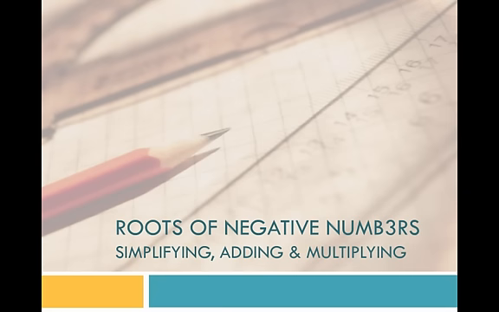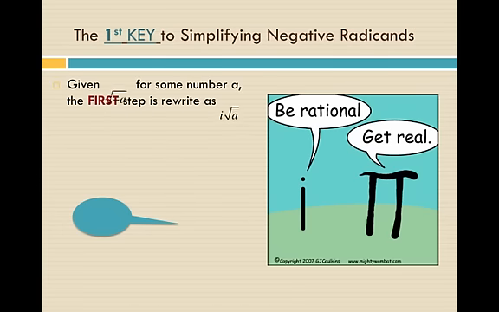All right, let's talk a little bit about roots of negative numbers. Probably it's been a while since some of you have seen negative radicands, so let's talk about how we're going to go about simplifying them. I hope you're all following along with me here when I read this part. The first key to simplifying negative radicands is to, quote-unquote, pull out an i.